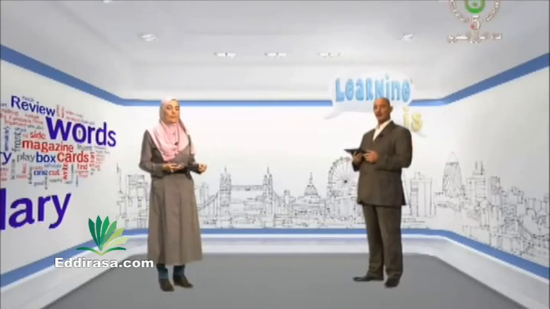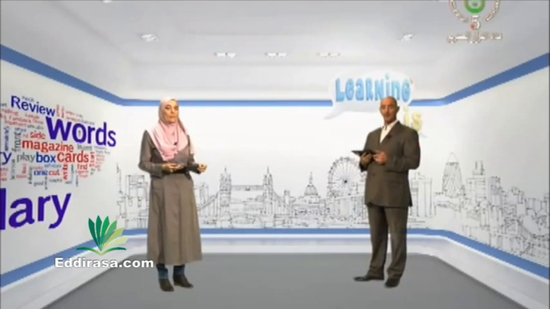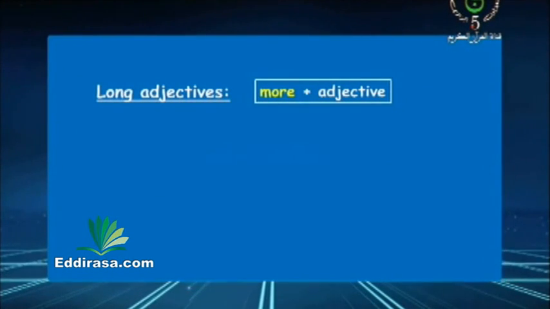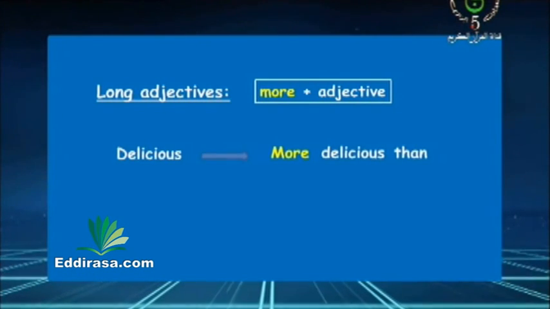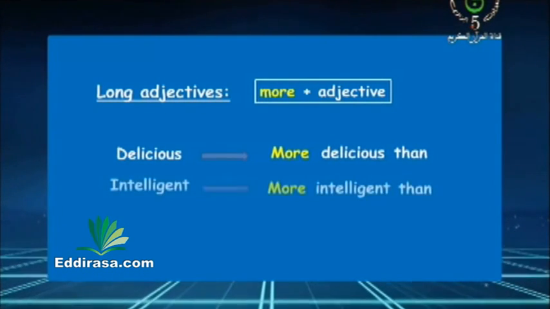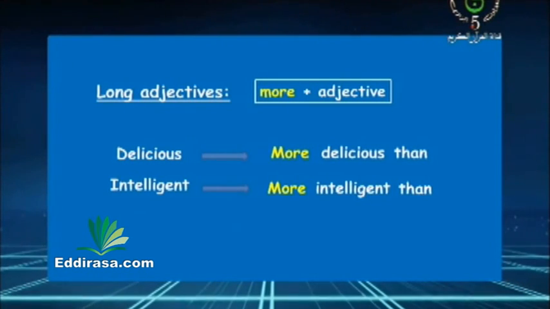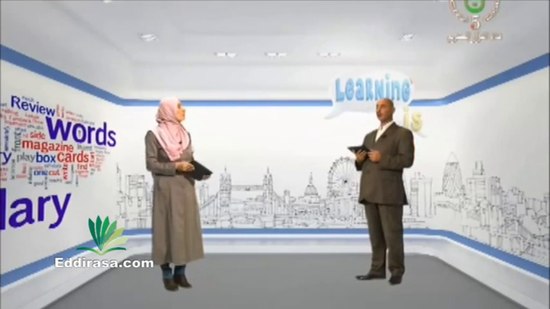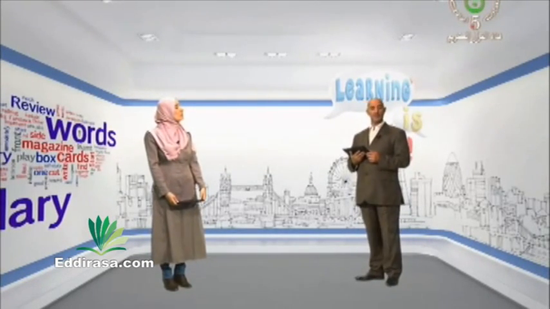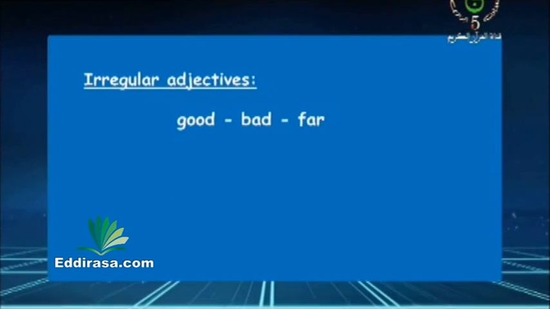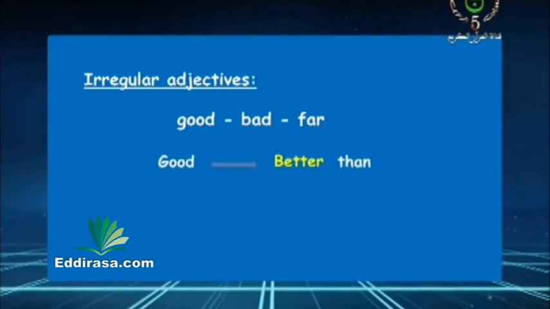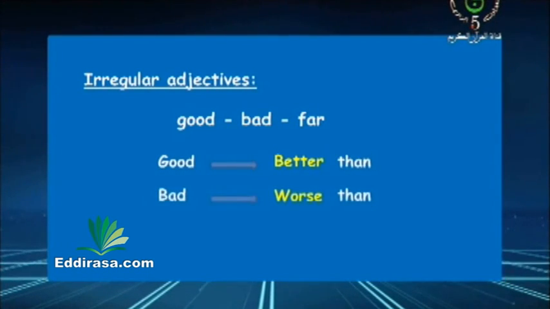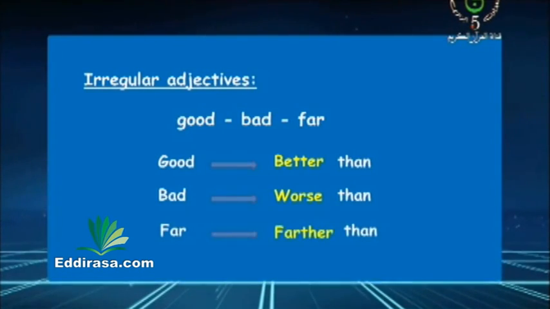You have to see for long adjectives too that the rule is different. It is more plus adjective. Example, delicious, more delicious than. Intelligent, more intelligent than. Important, more important than. Okay, so for irregular adjectives, we are going only to focus on three of them. Good, bad, and far. For good, we have better than. Bad, worse than. Far, farther than.